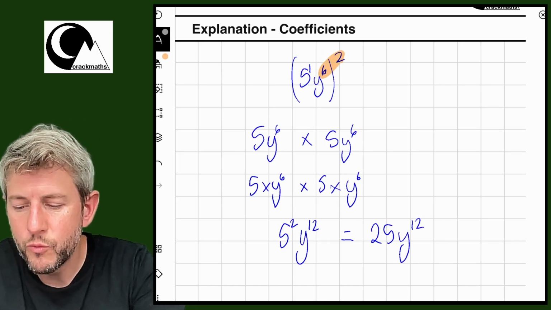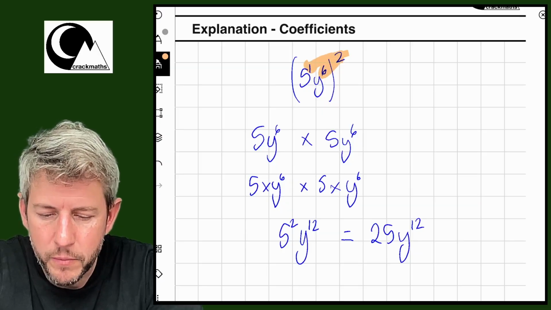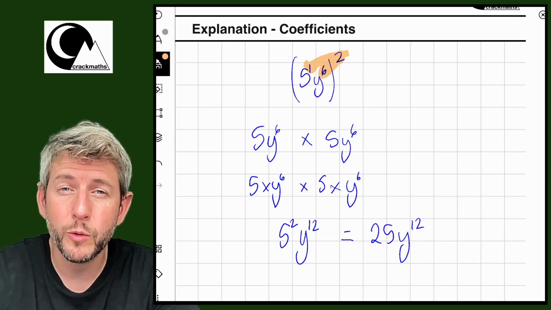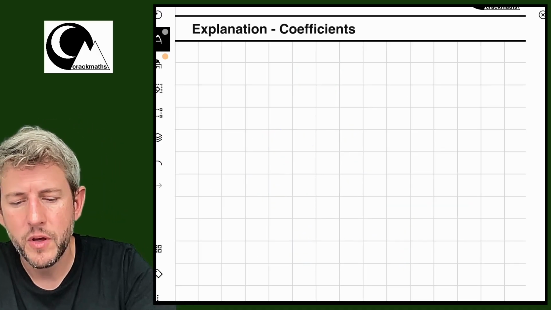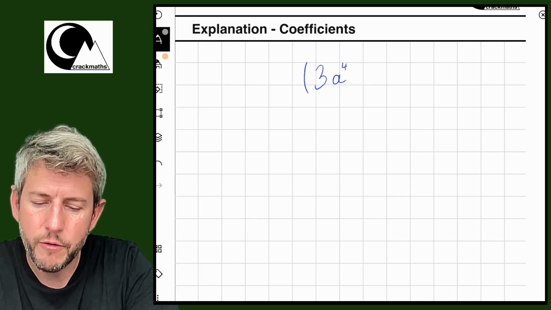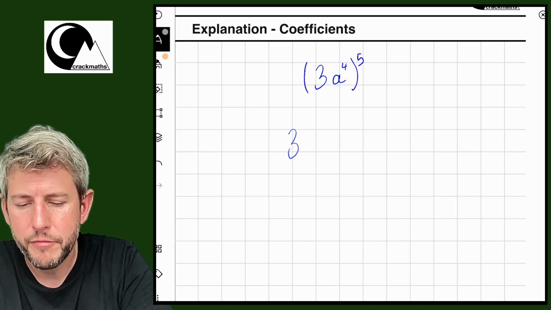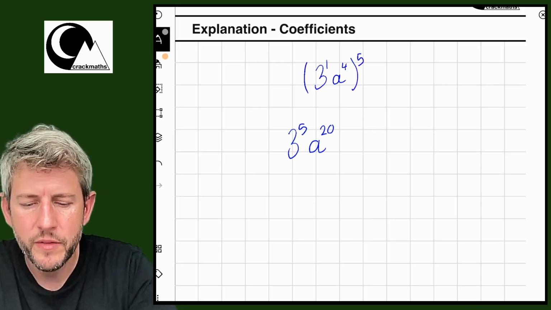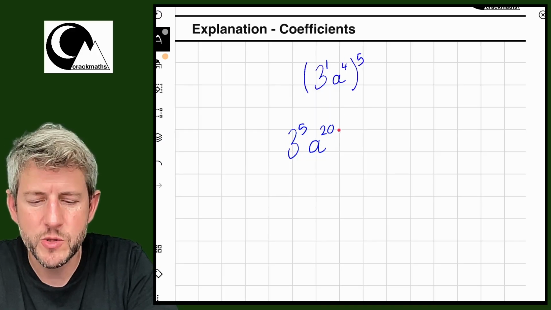So we don't really need to write all this working out. We can do that straight from looking at the bracket. In fact, let's have a go now at doing a couple straight from just looking at the bracket. So let's say this time we've got 3a to the power of 4, all to the power of 5. So this is going to become 3 to the power of 5, a to the power of 20, because remember there's a 1 there, so 3 times 5 is 15 and 4 times 5 is 20.